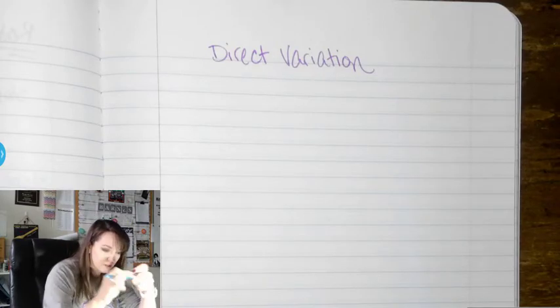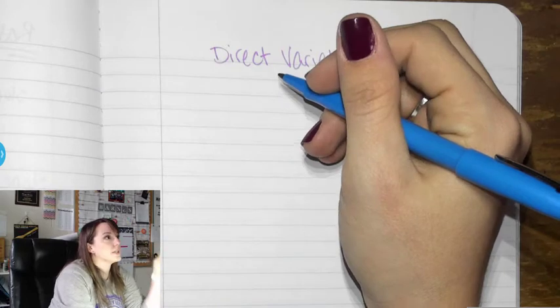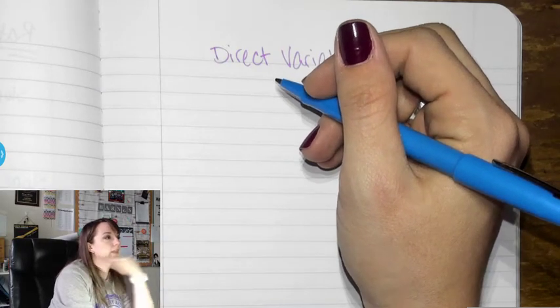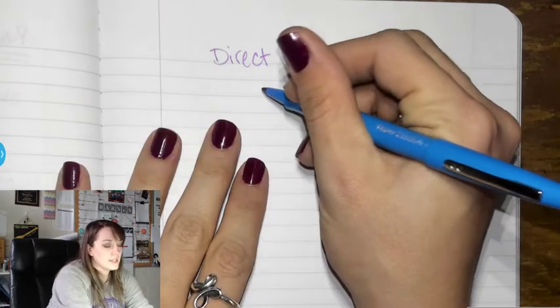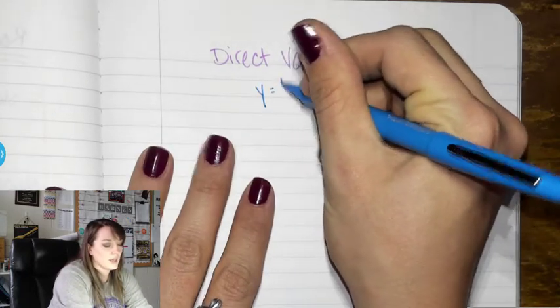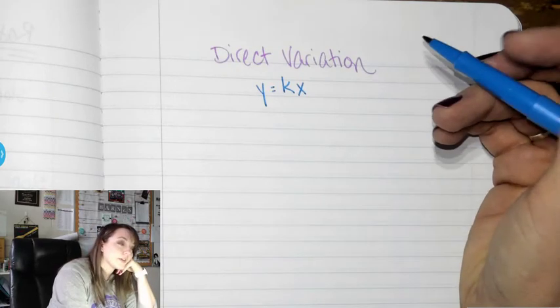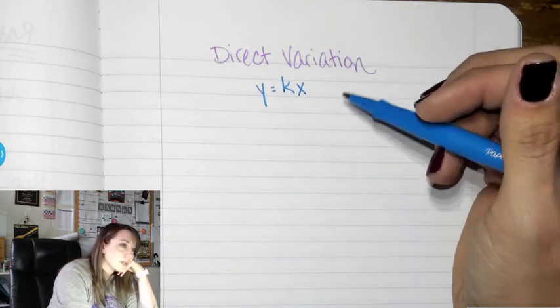Direct variation, you are going to write, so we did y equals mx plus b. This is easier than that. These are direct: y equals kx. That's going to be what your equations look like, y equals kx.